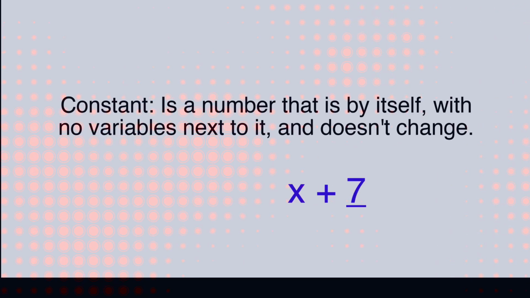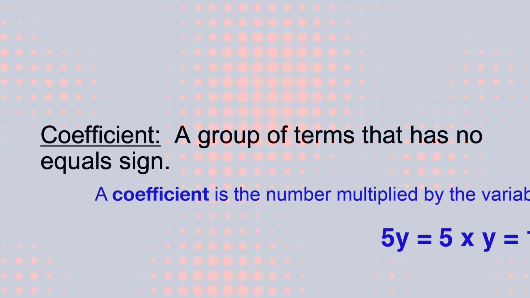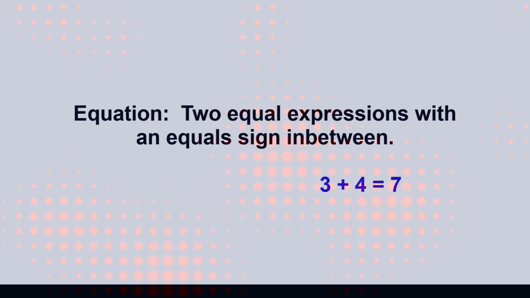Constant. In algebra, a constant says that two sums are equal. It has an equal sign dividing those two sums. Coefficient. A group of terms, numbers, that has no equal sign. Equation. The number used to multiply a variable.